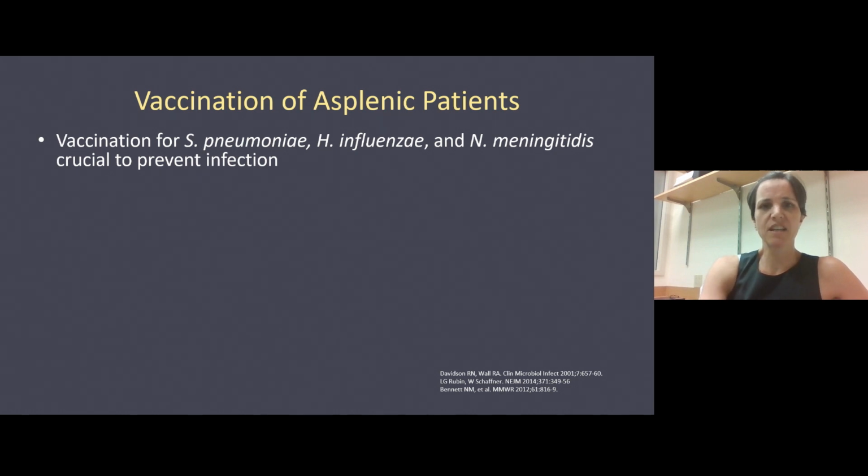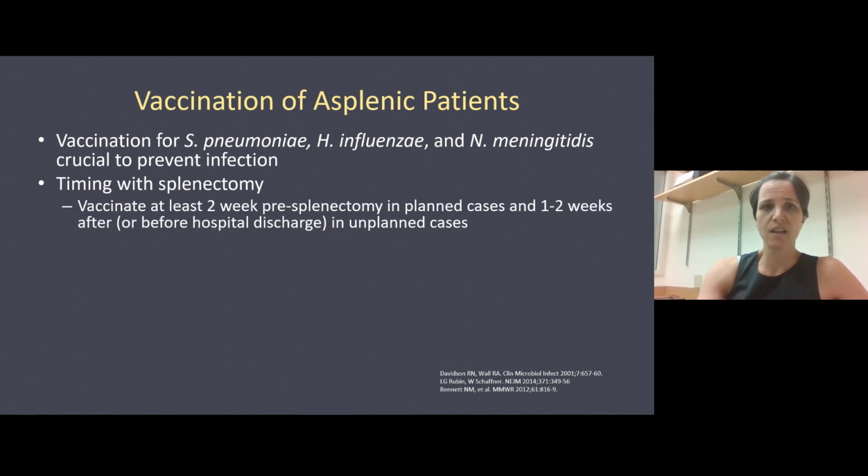So vaccination is really the key for these three pathogens. The timing, typically we would vaccinate 2 weeks before the splenectomy in planned cases and within a week or two after in unplanned cases. And what I would say is that in unplanned cases, the most important thing is to vaccinate them before they leave the hospital. Don't miss the opportunity by dickering over the exact right timing. Just get the vaccines in before they leave so that you don't miss the opportunity if they're lost to follow-up.